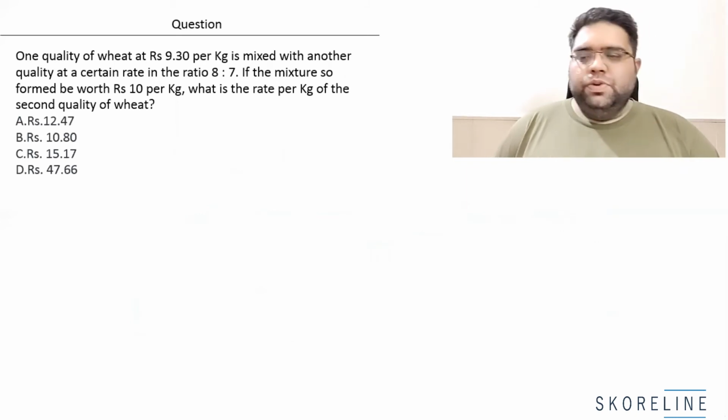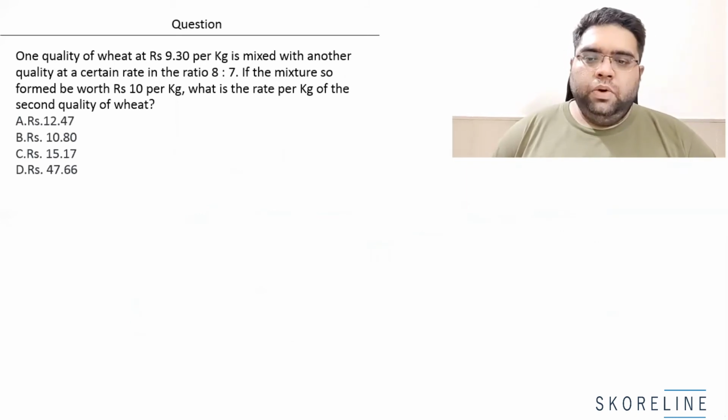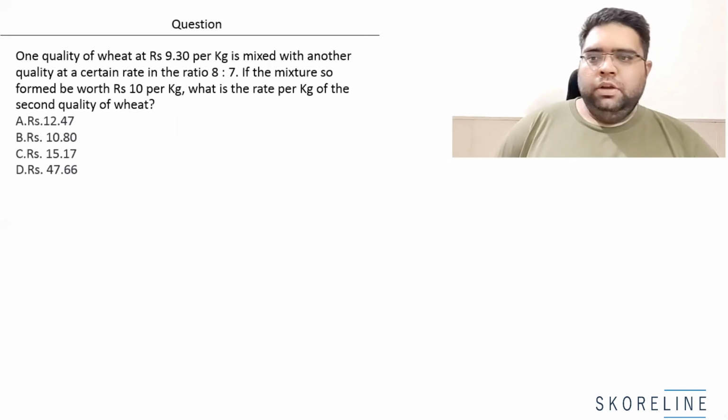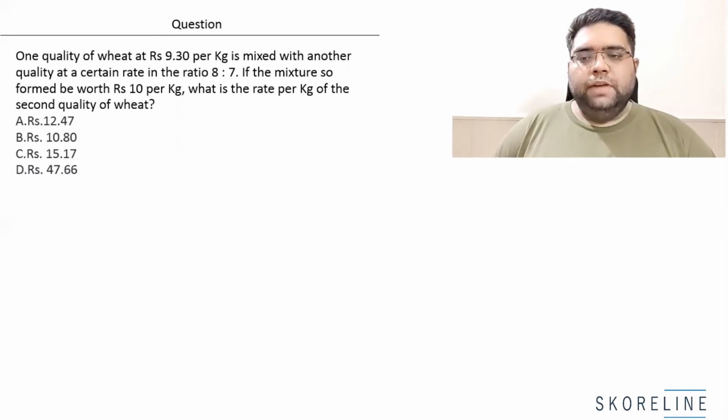See, there's a third type of question. Now, in this question, we are given the prices. One quality of wheat at rupees 9.30 per kg is mixed with another quality at a certain rate in the ratio of 8:7. If the mixture so found be worth rupees 10 per kg, what is the rate per kg of the second quality of the wheat?